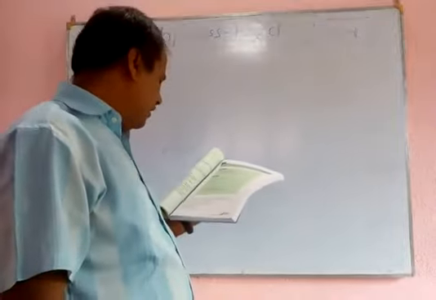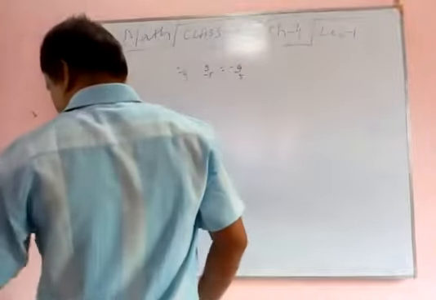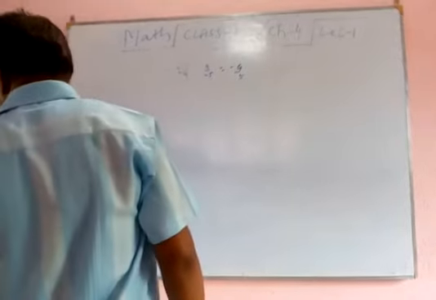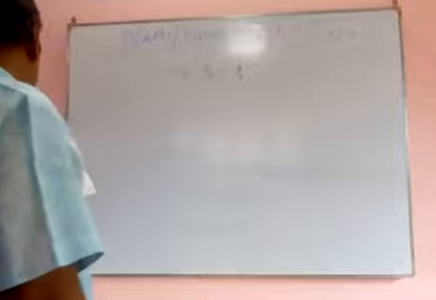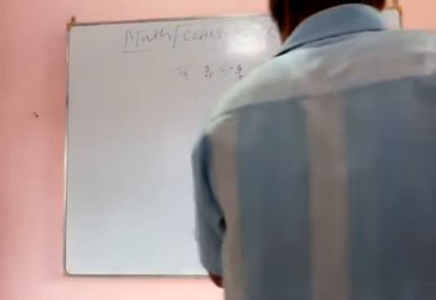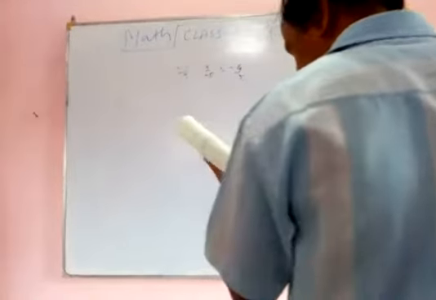Warm up. Write the reciprocal of -5/9. It is 9/-5, that is -9/5. Likewise, we have to solve 5 into 5 into 5 into 5, 4 times. That is 625. Likewise, many questions are there. You have to solve all so that you can bump up yourself.